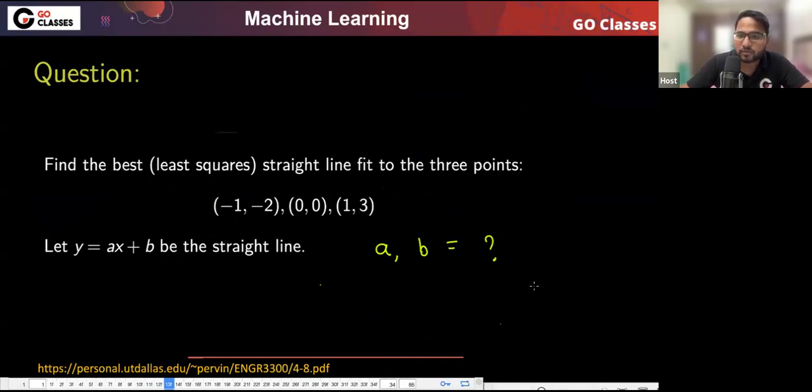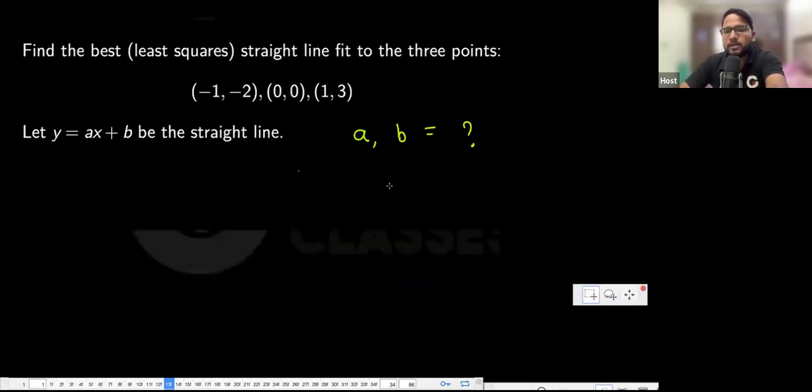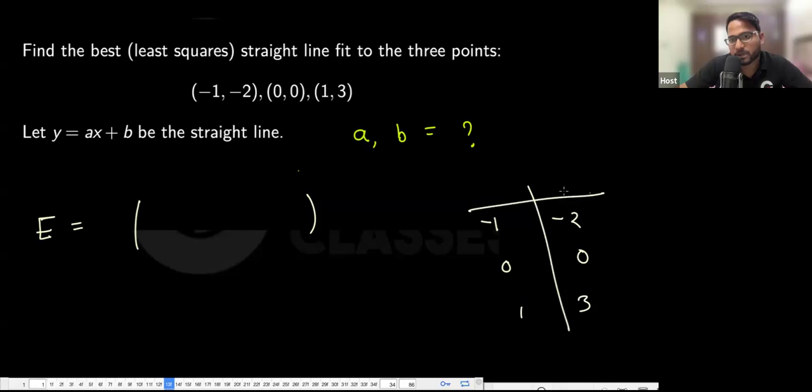So let's just try solving this question. How will you do it? You will say that if you want to find a and b, then I will find the error. I will find the total error, with respect to y1, y2, and y3 also. So what is the error with respect to y1? This will be the real one, which is -2. So these are -1, -2, 0, 0, 1, 3. These are the x and y which are given to you.